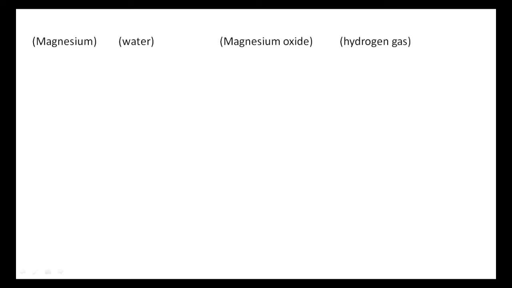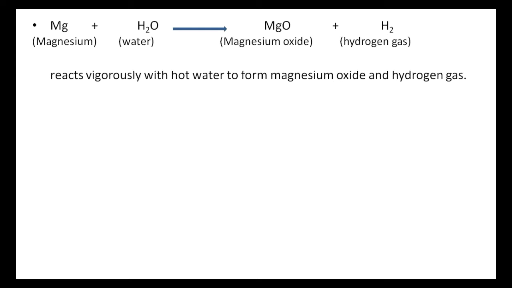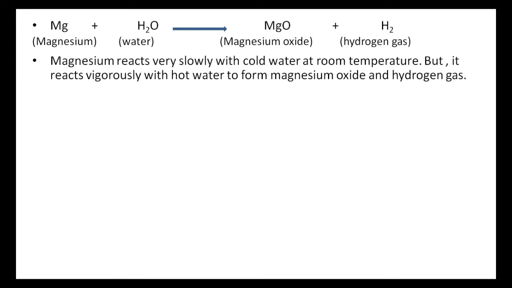When magnesium reacts with water, it forms magnesium oxide and hydrogen gas. Magnesium reacts very slowly with cold water at room temperature, but it reacts vigorously with hot water to form magnesium oxide and hydrogen gas. Reaction of metals with acids.